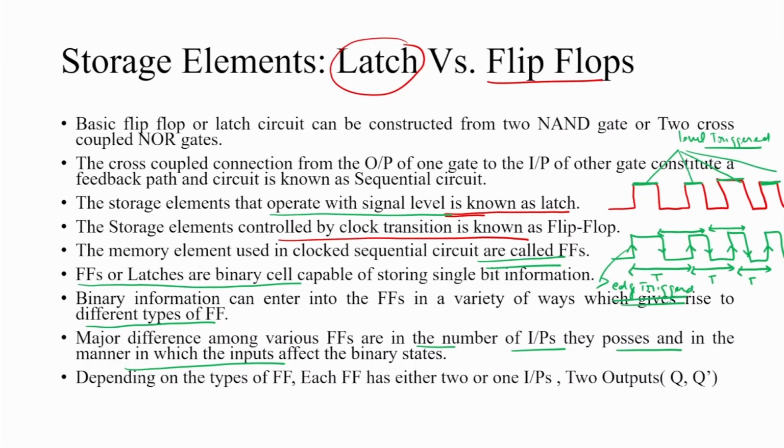Depending on the type, each flip flop has either 1 or 2 inputs and 2 outputs. These 2 outputs are written as Q and its complement. D and T flip flops have only a single input, while JK and SR flip flops have 2 inputs, but the output of each flip flop is the same: 2 outputs, Q and its complement.